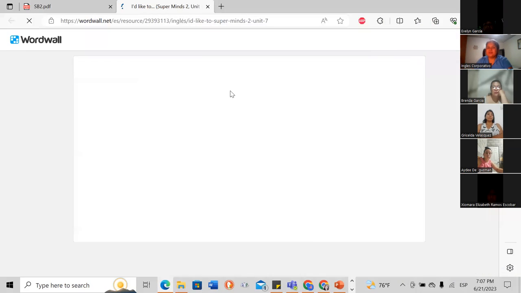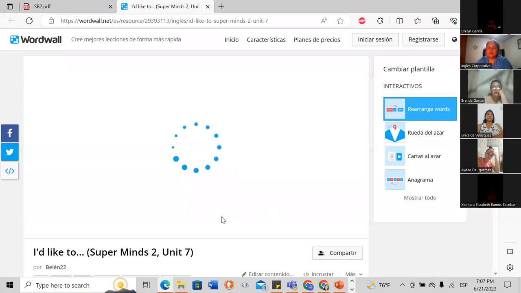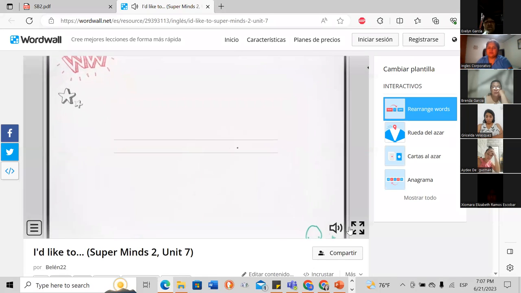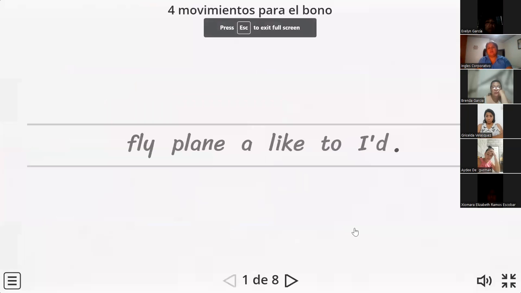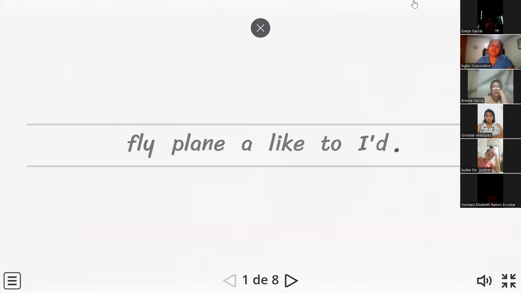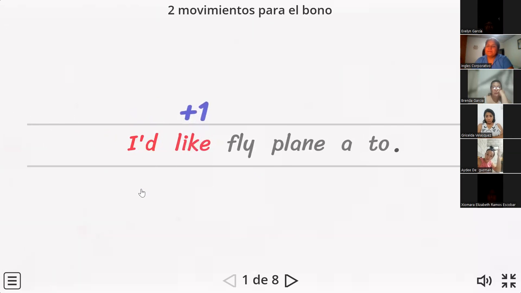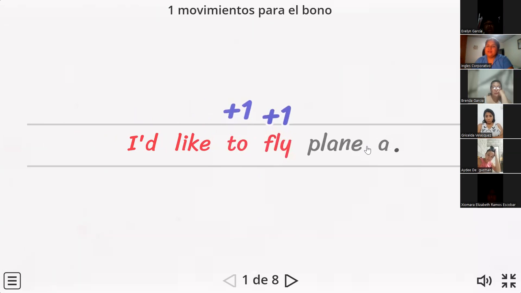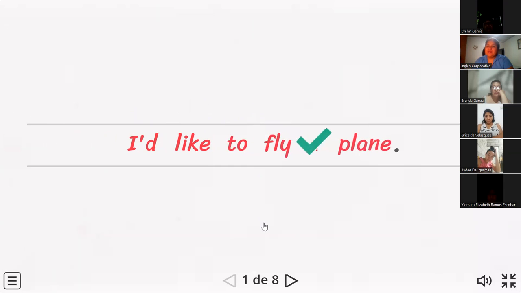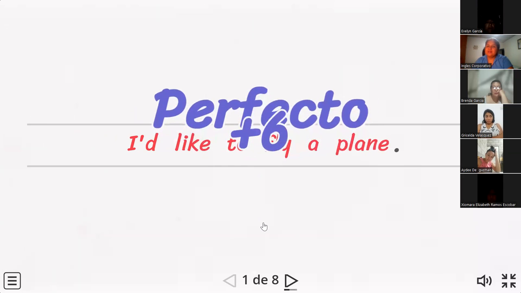Okay, here we have some examples of how to use would like. Okay, we're going to order the sentence. Which one will be first? I would like to fly a plane. Okay. Very good.